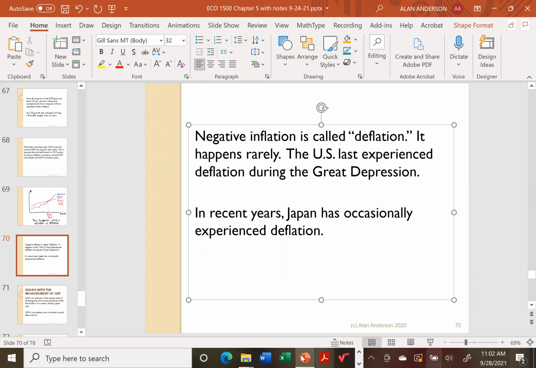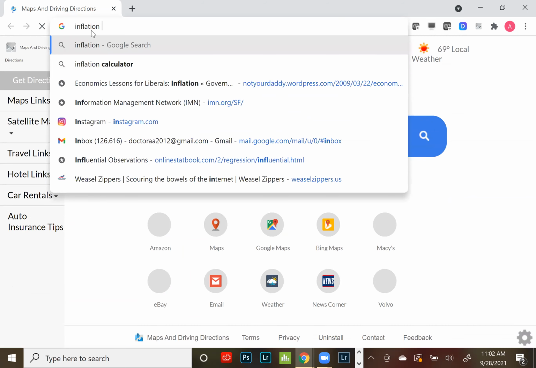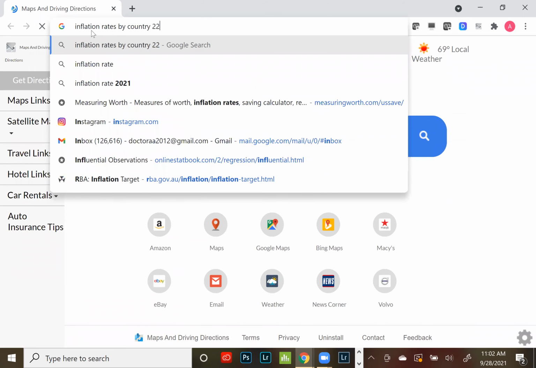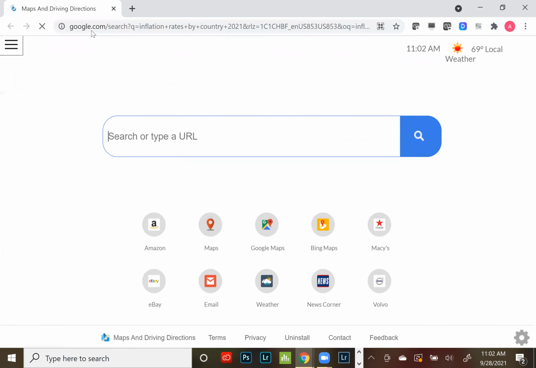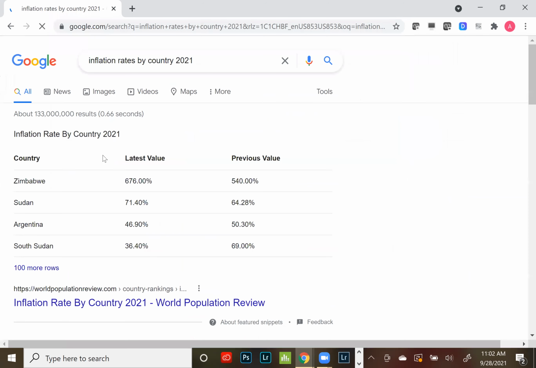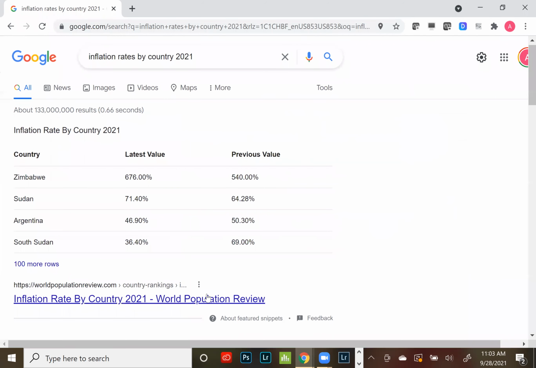In fact, we could probably find a chart on the internet. Maybe we'll do this. See if we can find a chart that shows inflation rates in different countries, just to get a feel for what numbers we're looking at. Now, okay. Now up here, you're seeing 676% in Zimbabwe. That's unusual. Okay, it happens. Okay, you see these high inflation rates. That's very unusual.